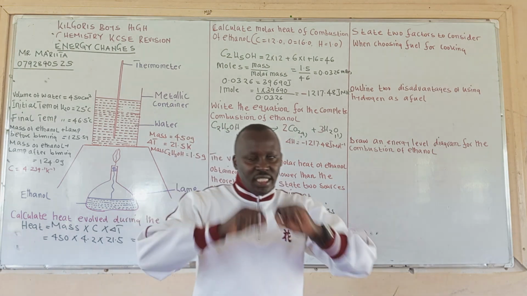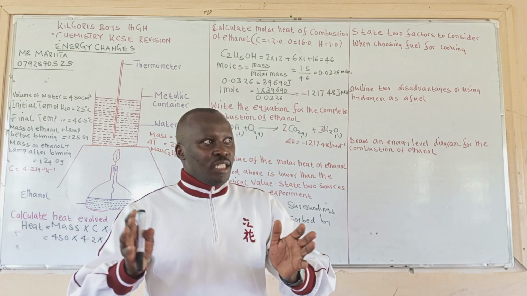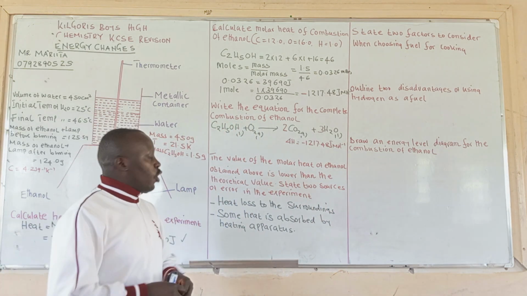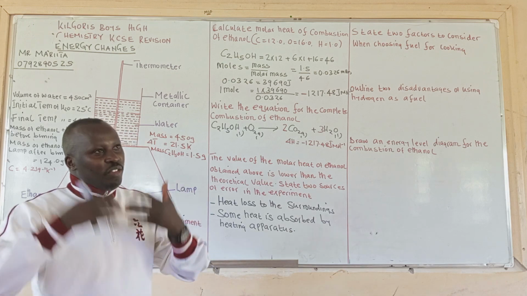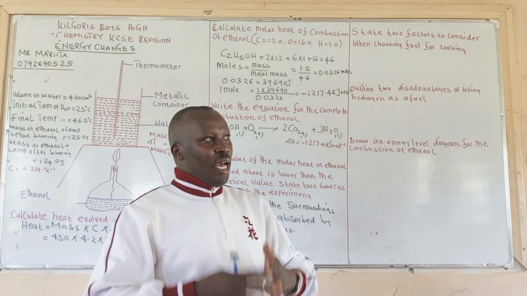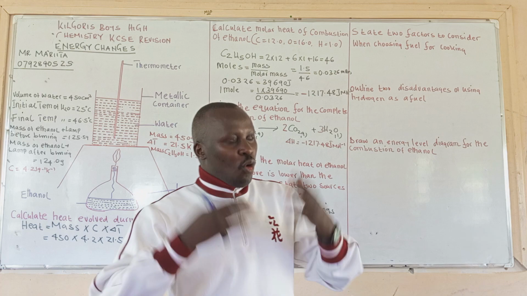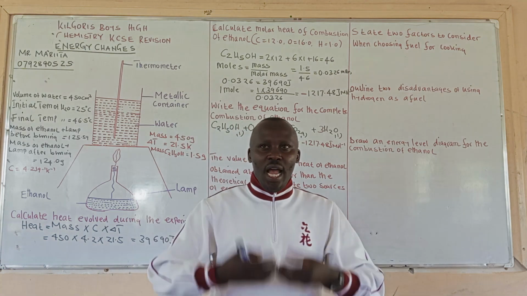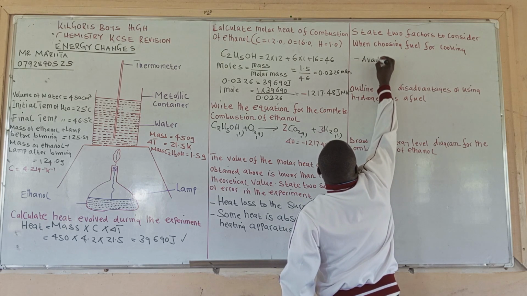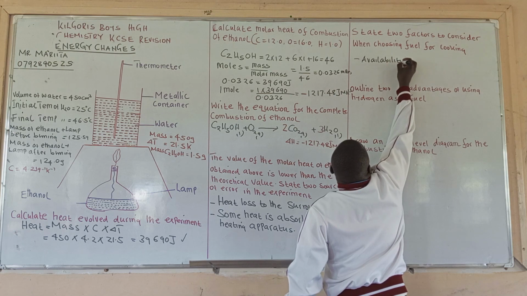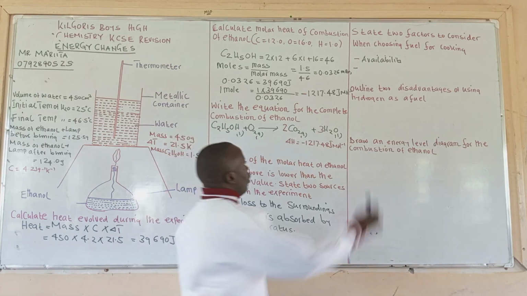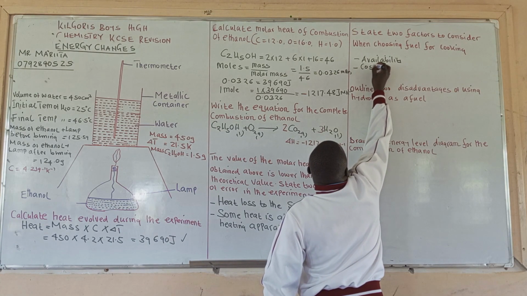What are some of the factors to consider when you go to the market buying charcoal, or when you go buying gas cylinders? In this case, the factors to consider when choosing fuels for cooking. If you want charcoal, you consider whether this charcoal is available. So one factor here, you consider availability. After considering this availability, you negotiate about the cost. So you talk of the cost here.